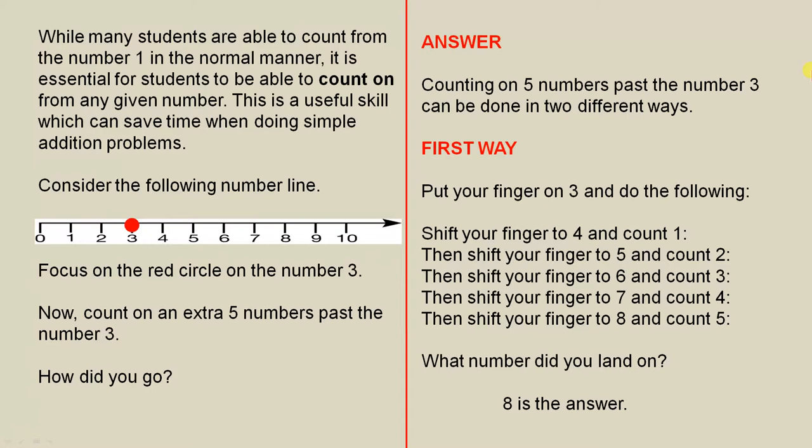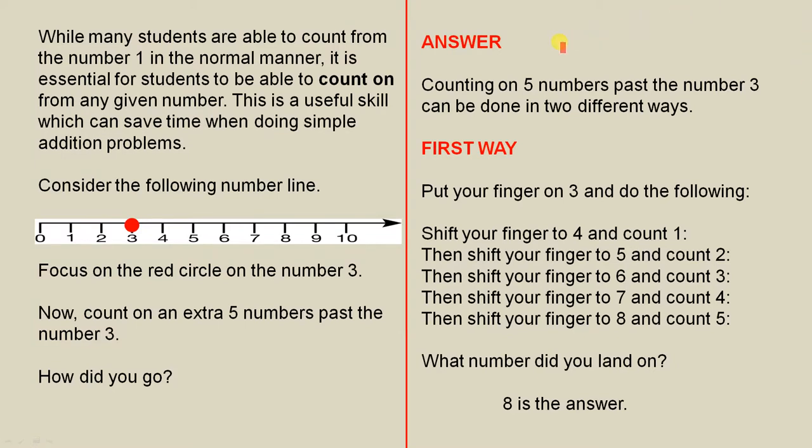Consider the following number line. Focus on the red circle on the number 3. You can see the red circle there. Now, count on an extra 5 numbers past the number 3. How did you go? In other words, what number did you land on?